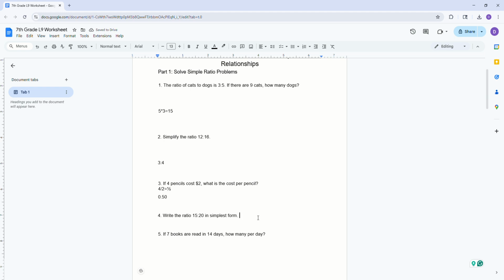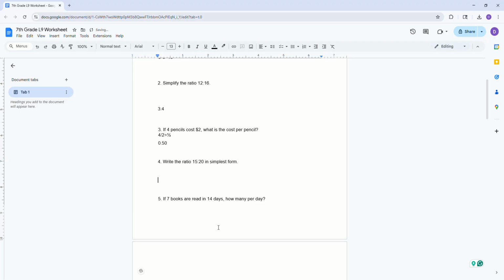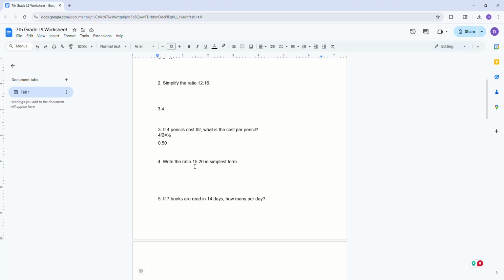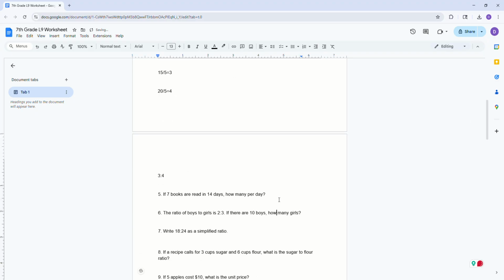It says write the ratio 15 to 20 in the simplest form. This is similar to problem 2, where we need to find the greatest common factor. We can see that the common factor they have is 5. So if we divide 15 by 5, that would be 3, and 20 divided by 5 would be 4. So it would be 3 to 4.